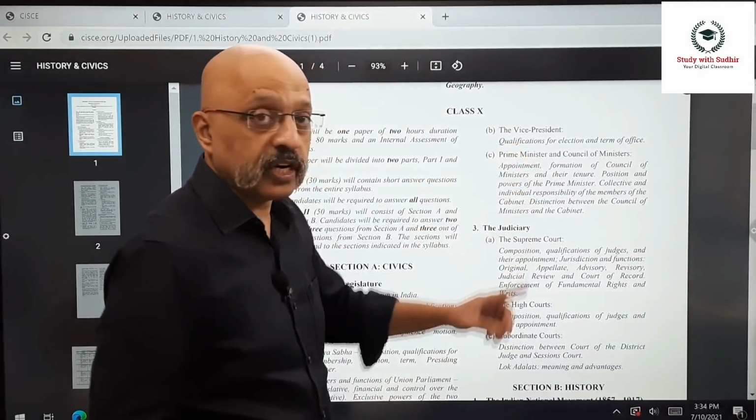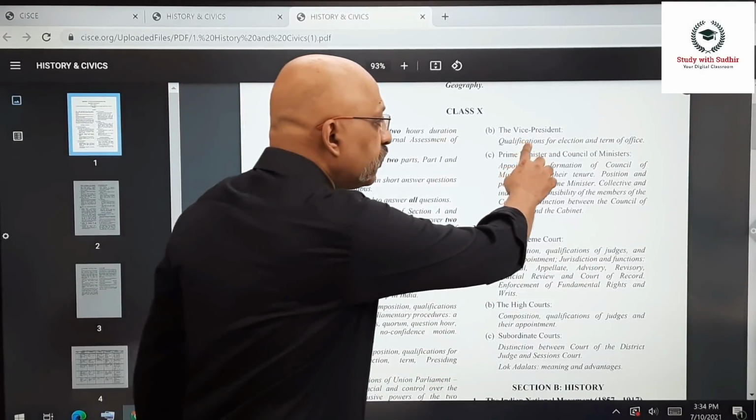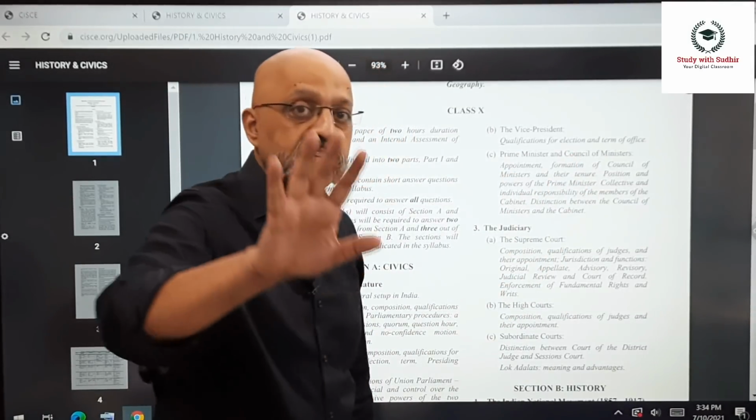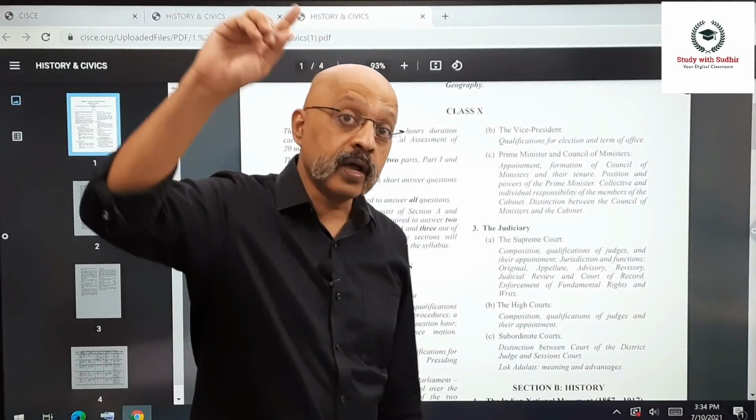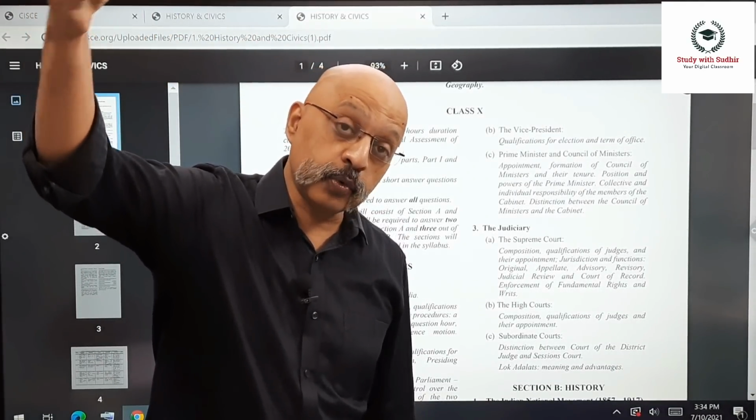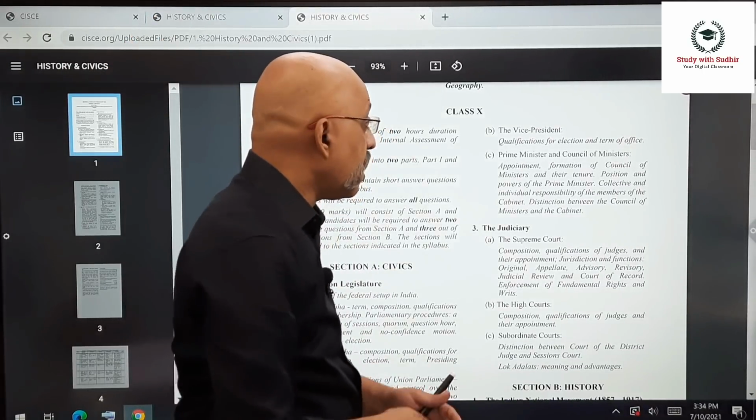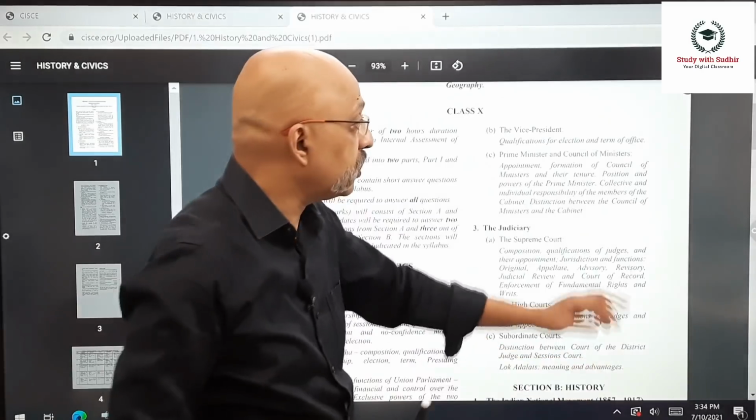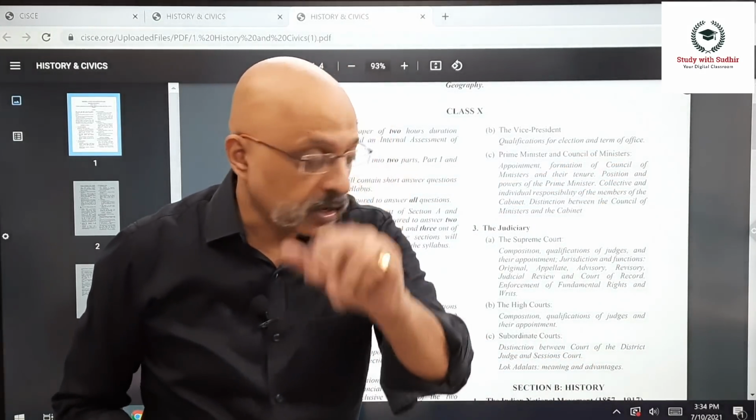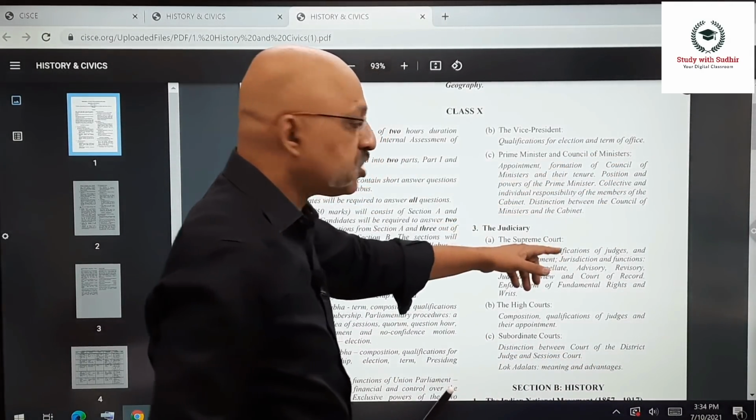The vice president, but it's only the qualifications for election and terms of office. His functions are not part of the syllabus even in 2021, which was part of the syllabus for 2020 and the previous batches. So for the vice president, you need to know about the qualifications for his or her election and the term of office, 5 years. Then the prime minister is pretty much the same.